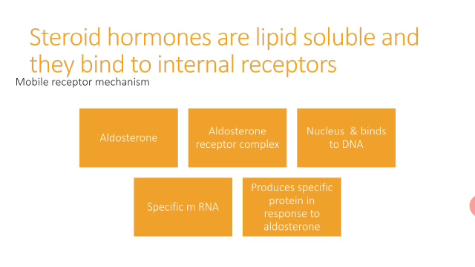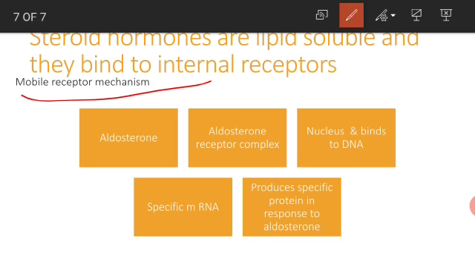Now let us see the other type of hormone, namely steroid hormones. Steroid hormones are lipid soluble hormones and they bind to internal receptors. Of course, a best example for a lipid soluble hormone is aldosterone, and the mechanism by which the lipid soluble hormones work is known as the mobile receptor mechanism. Let me explain. Previously, in the epinephrine case, I told that epinephrine is a hydrophilic hormone which acts via cyclic AMP. Whereas in the case of the lipid soluble hormone mechanism, no cyclic AMP is required.